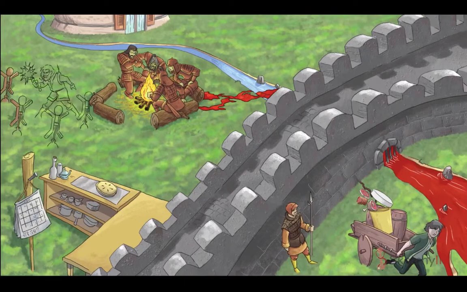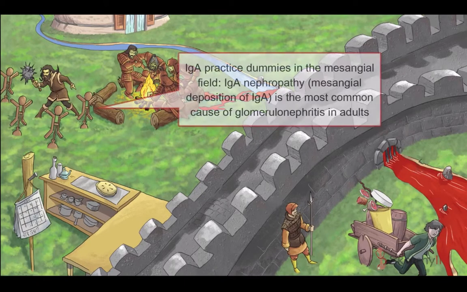But first, the causes. So many potential causes. Glomerulonephritis is associated with primary glomerular disorders or systemic disorders that also affect the glomeruli. We'll start off our discussion with IgA nephropathy, the most common cause of glomerulonephritis in adults. Notice that those training dummies kind of look like IgA molecules.